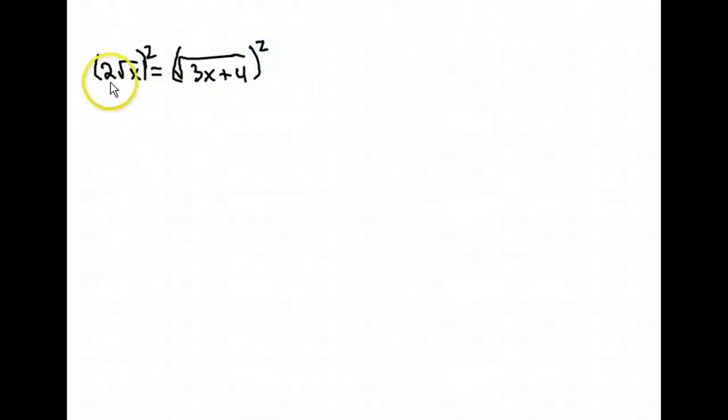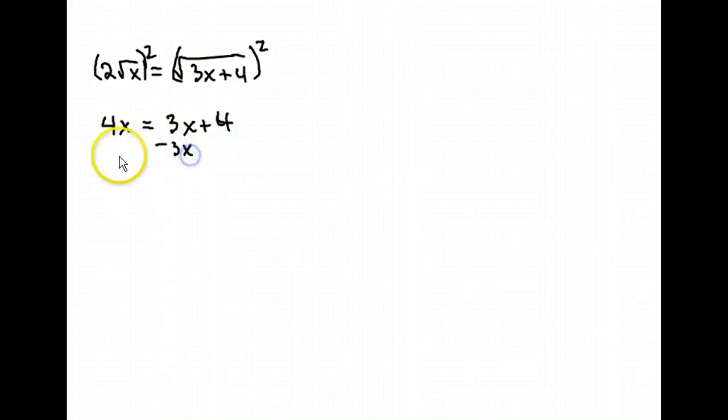Let's say you were given 2 square root of x, and that was equal to the square root of 3x plus 4. Well, since you have a square root on both sides, they're both isolated, so you would square both sides, and that will get rid of the square root. So you'll end up having, when you square 2, you'll get 4, and when you square the square root of x, you'll just get x. So the left side would be 4x. The right side, the square gets rid of the square root, so you end up with 3x plus 4. And then when you solve it, you subtract 3x from both sides, and that ends up giving you x equal to 4.